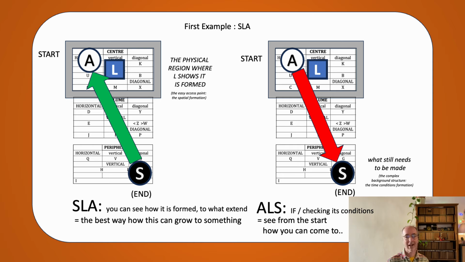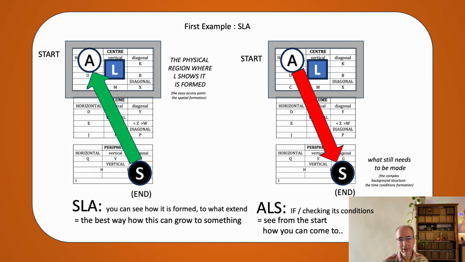The other way around, ALS, you start from the center point of view, so from our point of view, to L, to the formation process, and ends with the S, so then in the position where things still need to be made, the complex background structure, with its time-based conditions of formation in which before the formation can take place. ALS means if, so it is checking out what it needs to be formed and what it needs to change.